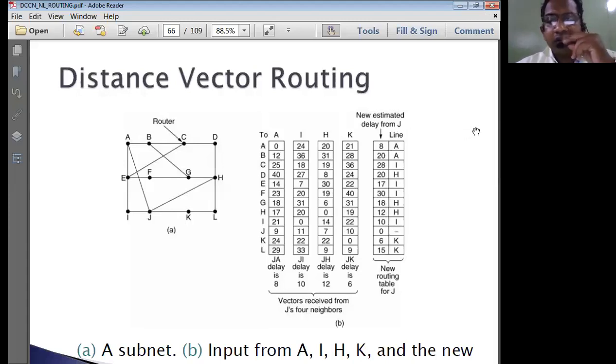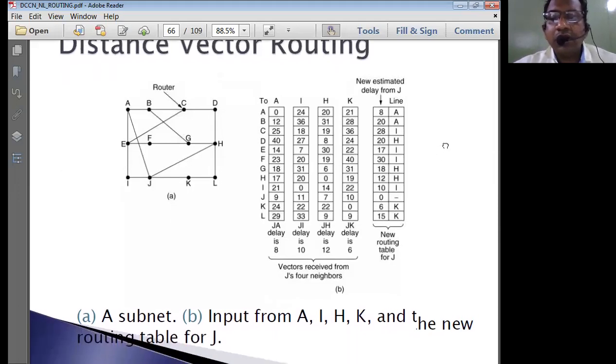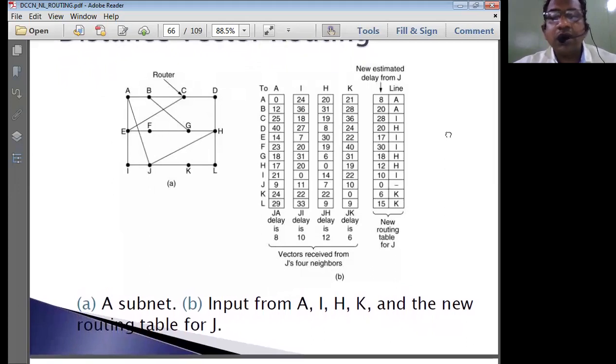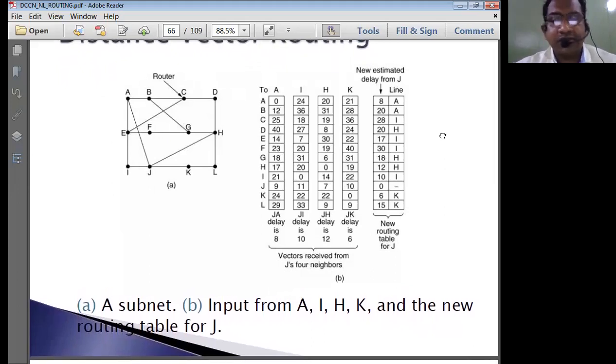Now, how do we address this issue? We address this issue by using an algorithm known as the split horizon algorithm. So there is one more algorithm called the split horizon algorithm. The split horizon algorithm is normally going to perform something like this. Here, why is the problem appearing? Why is this count to infinity problem appearing in the network?